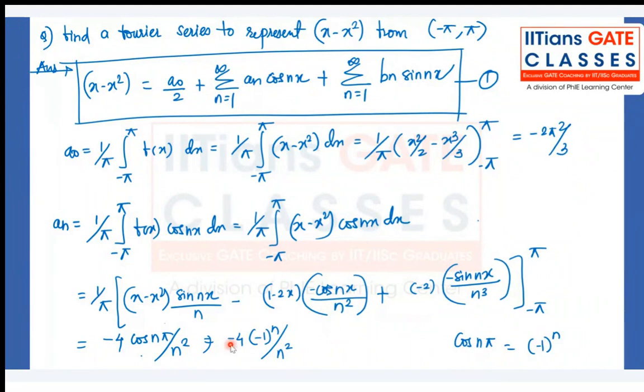So minus 4 times minus 1 raised to the power n divided by n square. So this is your an. In the same way, you have to find the bn, which I will explain in the next slide. So please write it down and let me know once you are done with this slide.